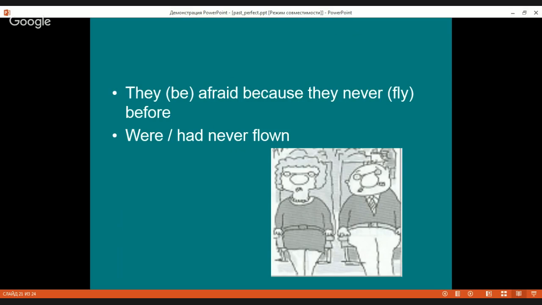And yes, you're right, guys. They were really afraid because they had never flown before. It was probably their grandchild who had given them a voucher to Egypt.